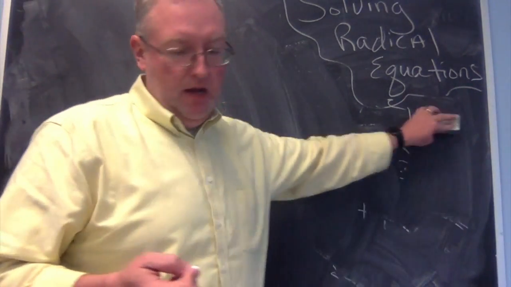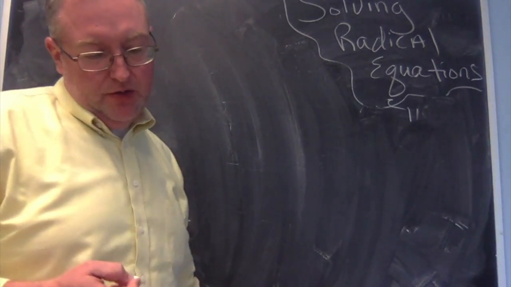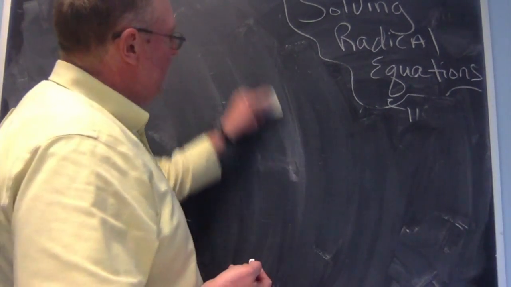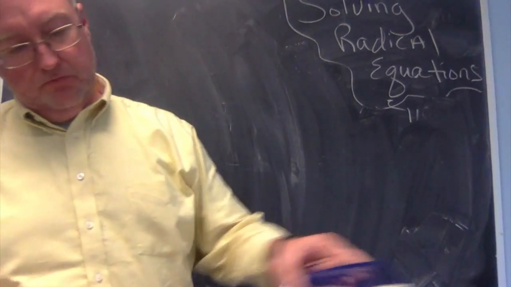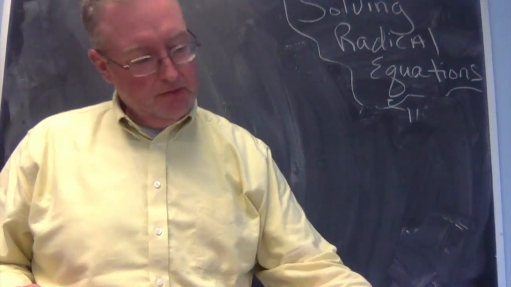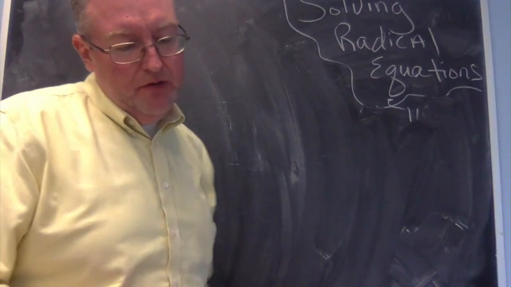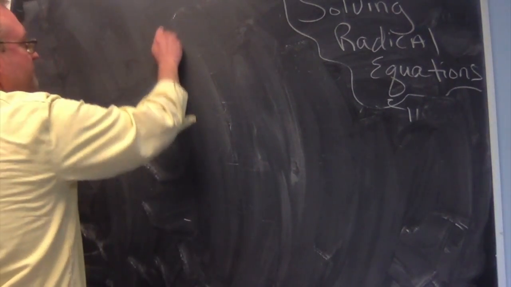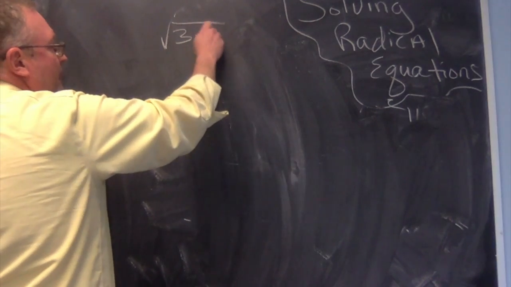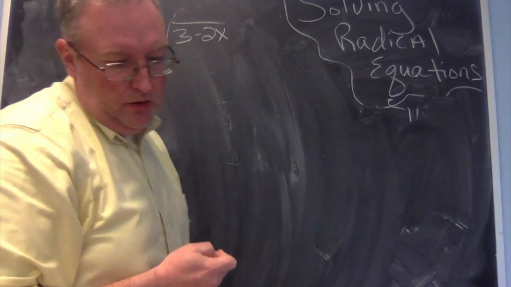Okay, so they give us one more illustration. Let's go ahead and do that one on the bottom. And then we'll do some of these. No, no, 2 more illustrations. Sorry. We have the square root of 3 minus 2x equals x.